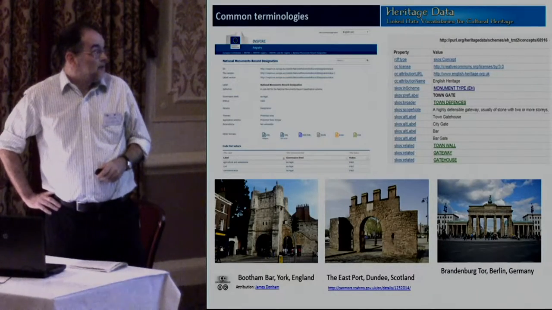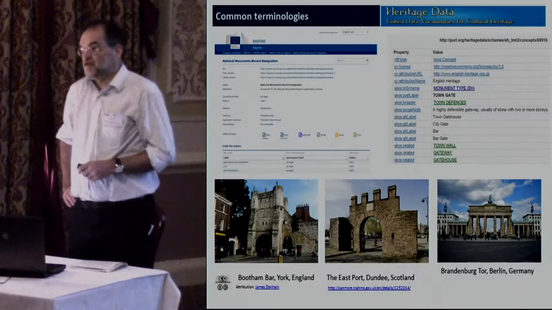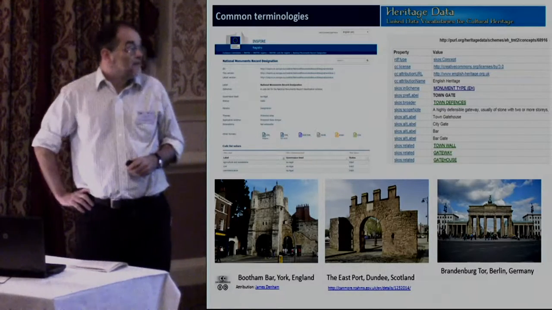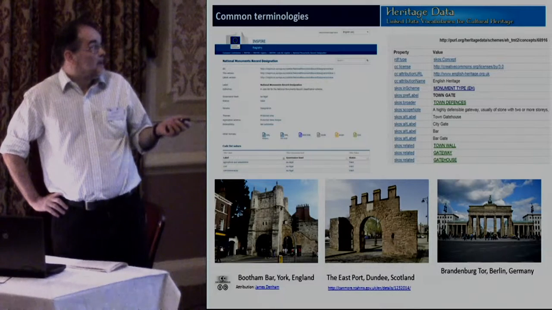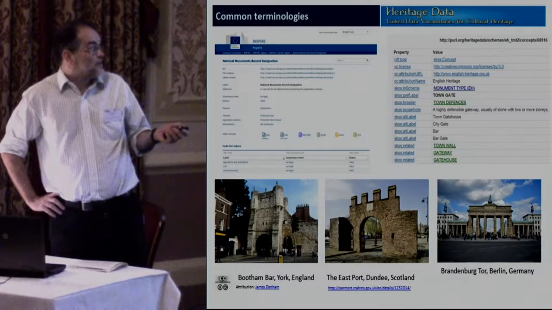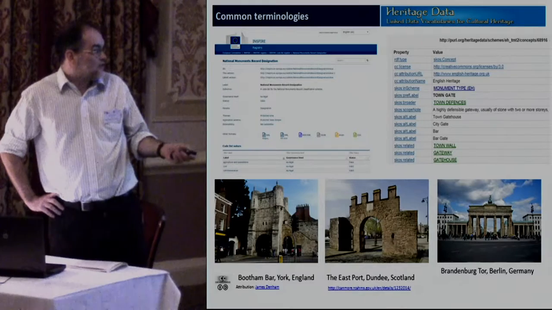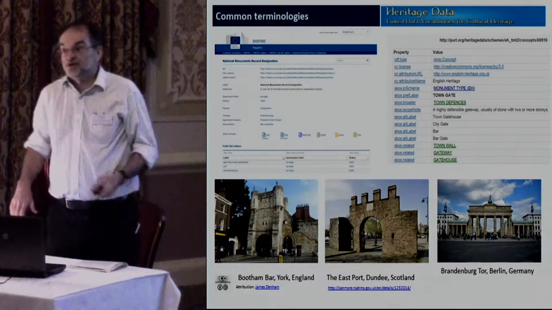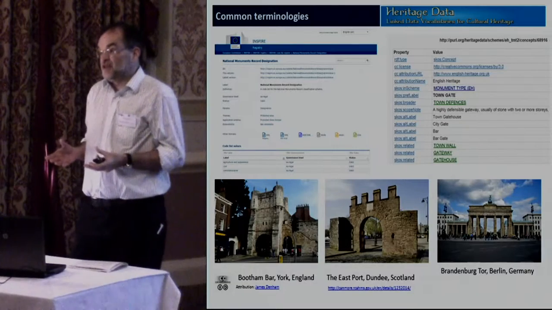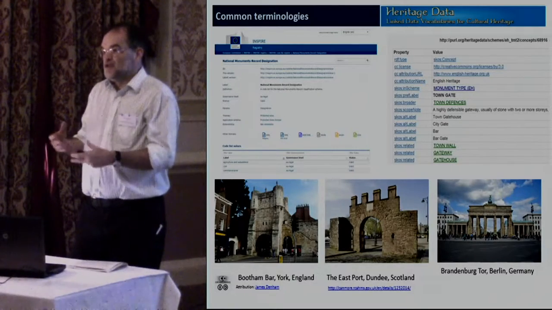However, we've been working with partners in the University of South Wales to develop linked data through the Semantic Heritage Thesaurus project. So this is an example of a linked data record for a monument type called a town gate, and three examples from Cruden Bay, Beesport and Dundee, and the Brandenburg Tor. They're all types of town gate. However, there's no way of searching it.